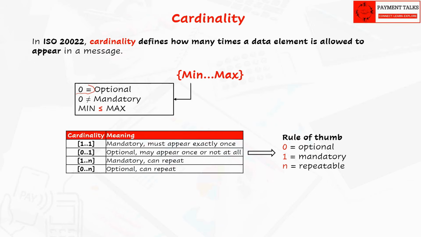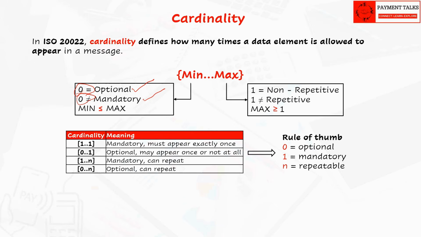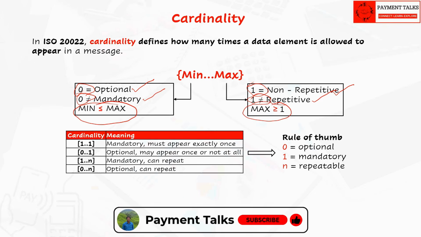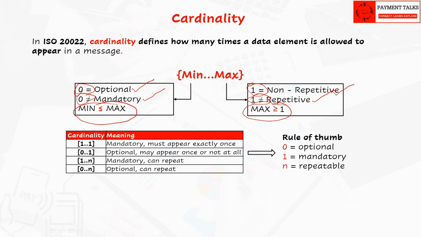The min occurs tells us whether a field is mandatory. If min occurs is equal to 0, then it's an optional field. Anything other than 0 means mandatory at least once. The max occurs tells us whether the field is repeatable or not. If max occurs is 1, then not repeatable, and if max occurs is other than 1, then it is repeatable. Please note 2 points. 1. Min occurs is always less than or equal to max occurs. 2. Max occurs is always greater than or equal to 1. This is why cardinality is more powerful than a simple mandatory flag.